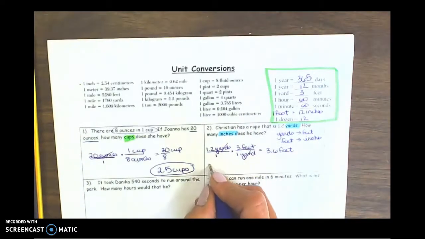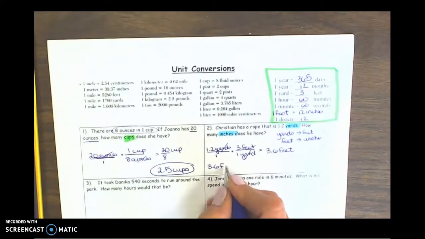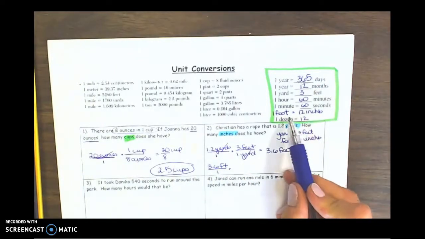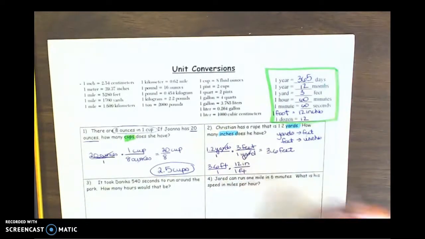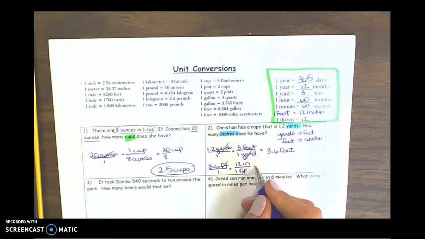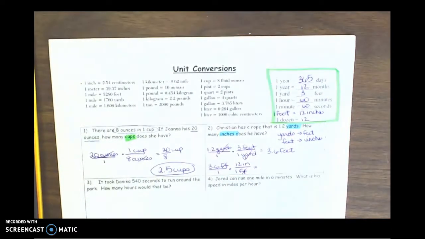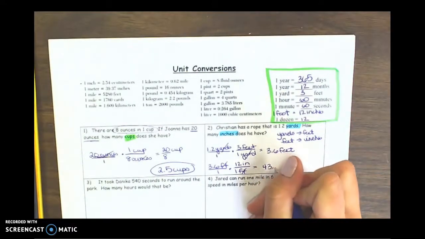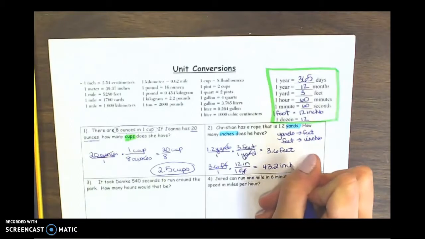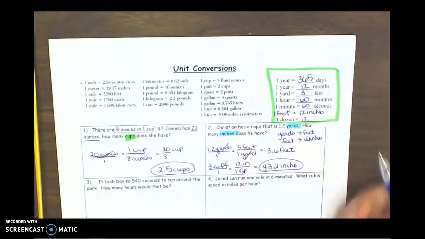Okay, so now I have feet. So I'm going to start with what we have. We have 3.6 feet over 1 times, now I know there's 12 inches in every foot. So I'm going to put 1 foot in the bottom and 12 inches in the top, because now feet cancels with feet, and then I can just multiply across. And we get 43.2 inches. And that's our final answer. We just converted from yards to inches.